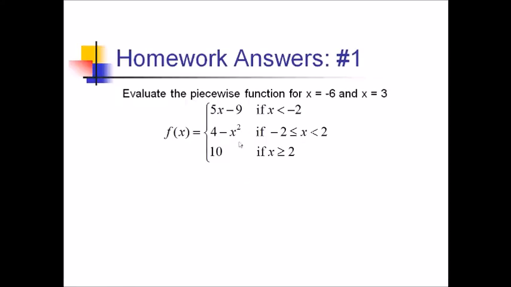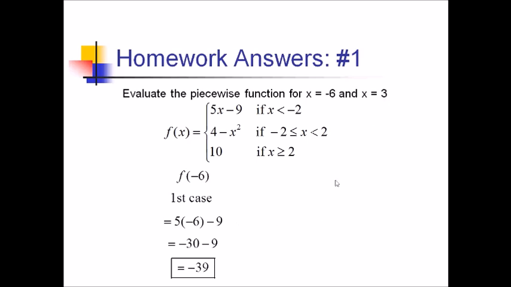For number 1, we're given this piecewise function, and we have to evaluate it for -6 and 3 for x values. Let's do f of -6 first. So that would be the first case, since -6 is less than -2. So we have to use the first rule. We'll have 5 times -6 minus 9. That's -30 minus 9, which is -39.